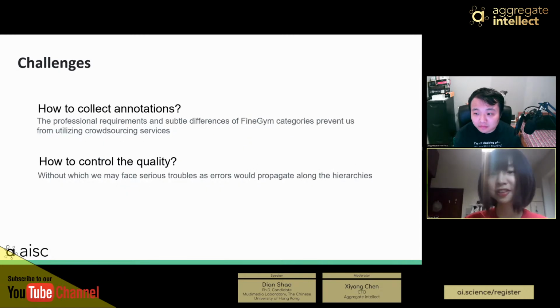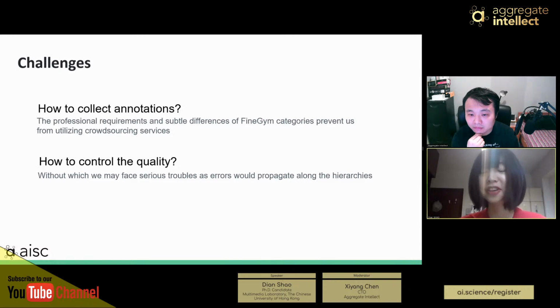Still more challenges. The next challenge is how to collect annotations. As mentioned, adequate professional knowledge is required for annotators to produce the annotations. This prevents us from utilizing crowdsourcing services such as Amazon Mechanical Turk. Also, the element level categories are of a great number, so it is almost intractable for annotators to directly provide their categories.